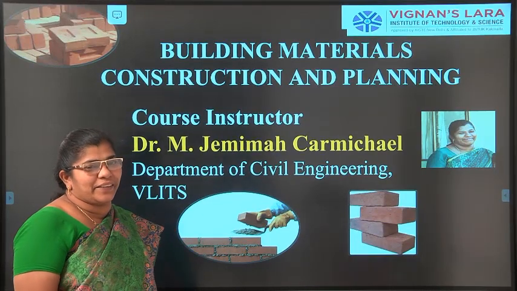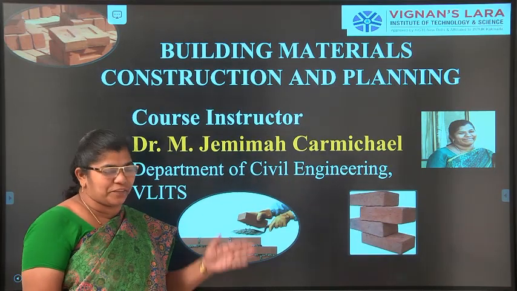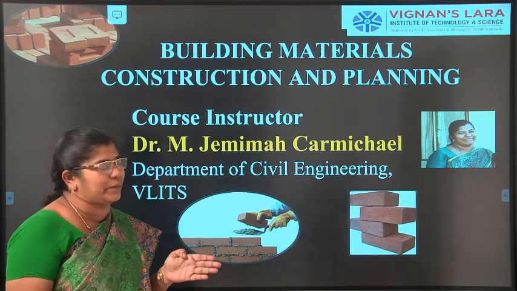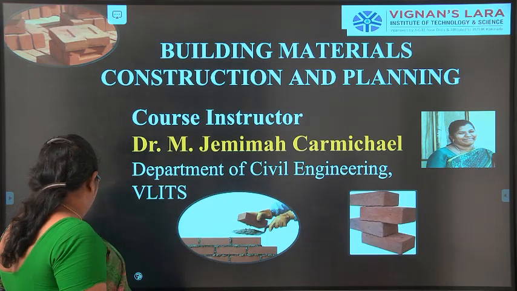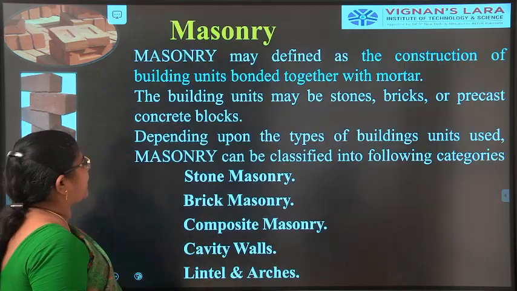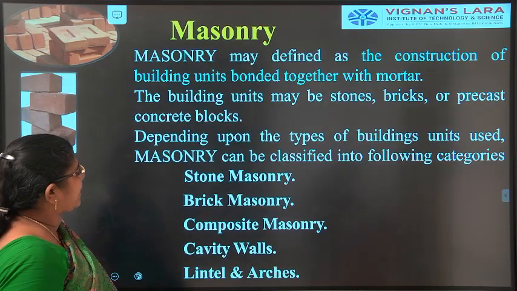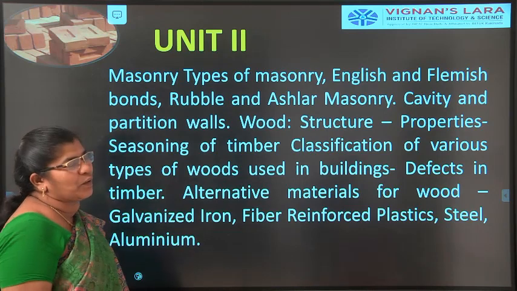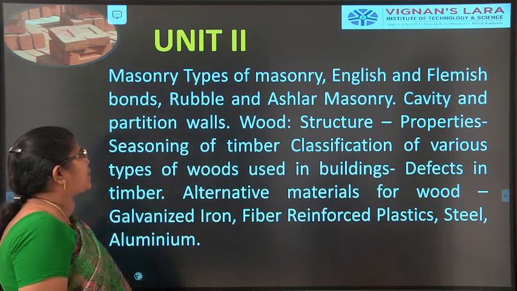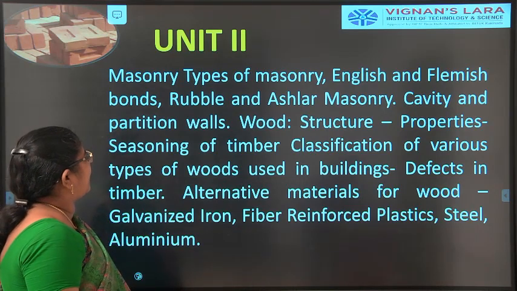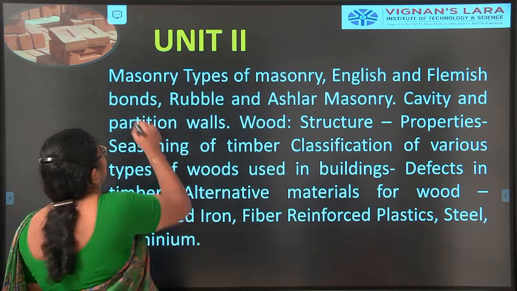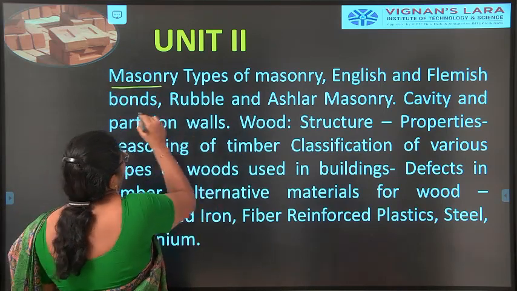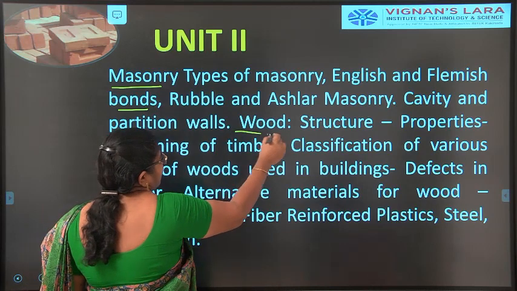Students, welcome back. Since now we have seen about the different materials in the first unit, now we are entering into the second unit. What we will see in the second unit is masonry. Masonry structures we will be seeing, and the types of masonry, what is the bond, English bond, Flemish bond, like that we will see. And we will see about the wood, right? First we will see about the masonry, then bonds, then wood.